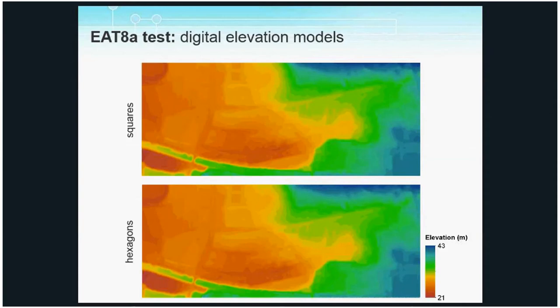Here are the two DEMs we used for this study. One is the original DEM, the squares on the top. And in order to use the DEM to test the hexagonal cellular automata, we needed to resample the square DEM using a multi-quadratic spatial interpolation method, and then the area of each hexagon has the same area as the square. So we are using here squares with 4 square meters. And I hope you can see it. When you look into these two DEMs, it's really, really difficult to find any differences. So in principle, they represent the same surface.